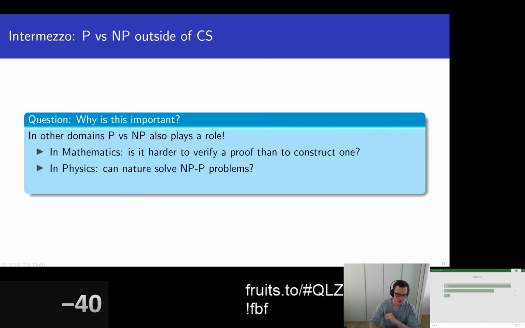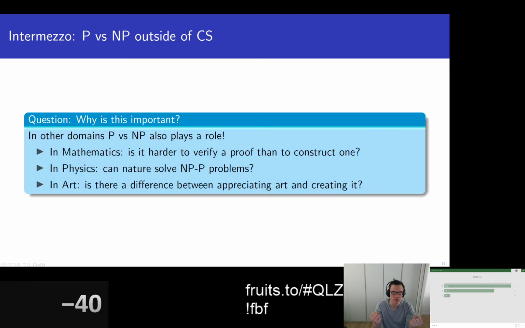In physics, we have a whole bunch of processes going on inside our bodies and in nature that appear to be solving NP problems. I say NP minus P, so problems that we really believe to be hard. Is this true? And if so, how do they do it? Could we not mimic that same behavior? And perhaps even in art, is there a difference between appreciating art and creating it? Between verifying that something is art and between finding new art, right? Finding the solution, verifying the solution. Is there really a difference between these?